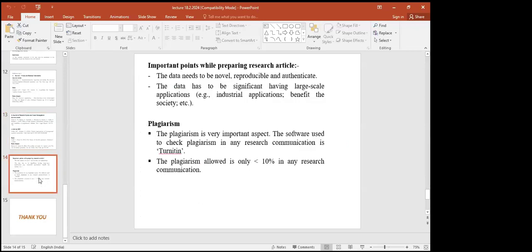Now some of the points which are tricky and which will help you produce a good quality research paper: data has to be novel, it has to be reproducible and authentic. Always remember this. Reproducible and authentic means that whoever repeats the same work, he or she should also get the same result. This is called reproducible and authentic. If it is not reproducible and authentic, there is some problem. That means it is not 100% true. Data has to be significant, having large scale applications.